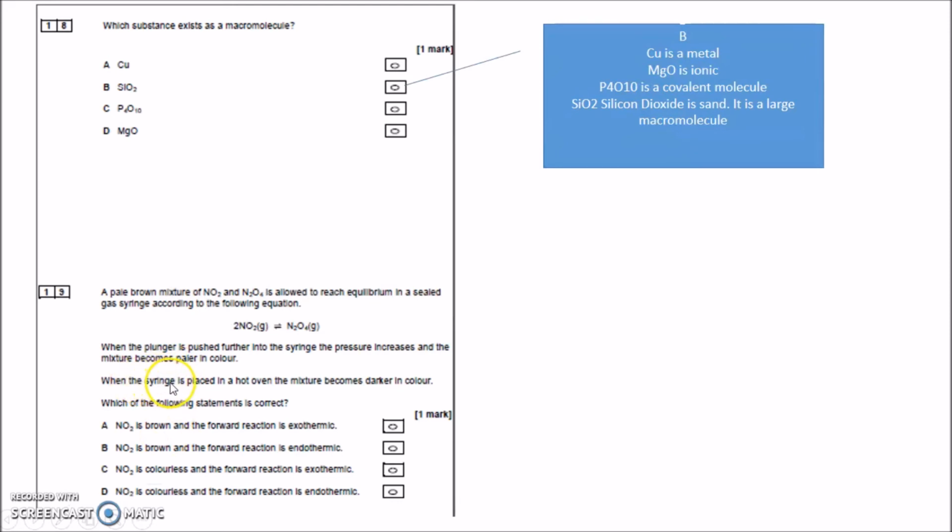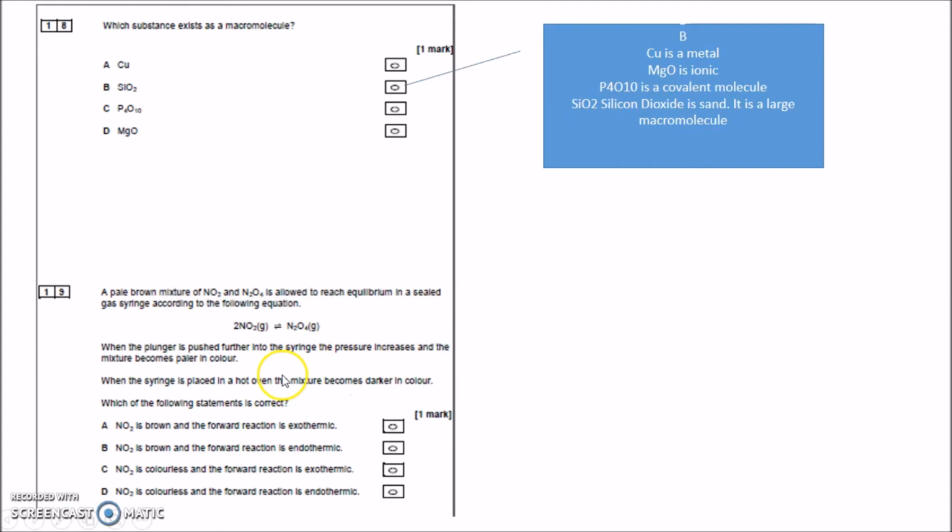So let's have a look next. When the syringe is placed in a hot oven, the mixture becomes darker in colour. So when I put in a hot oven, I'm making more of this dark NO2 and less of this colourless or very pale N2O4. So I'm making more NO2 when I put it into a hot oven, the equilibrium shifting to the left hand side.